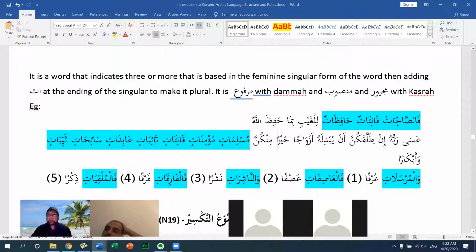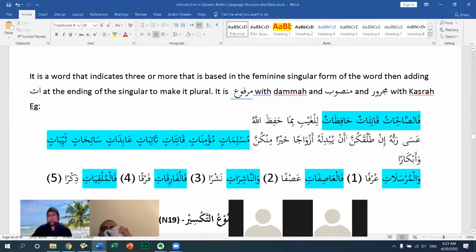عسى ربه إن طلقكن أن يبدله أزواجا خيرا منكن مسلمات. عسى ربه, عسى is فعل ماض, ربه فاعل, إن طلقكن, إن حرف الشرط, طلقكن فعل شرطي, فعل ماض مبني على الفتحة, والفاعل ضمير مستتر تقديره هو, كن ضمير متصل مفعول به مبني على الفتحة في محل النصب.